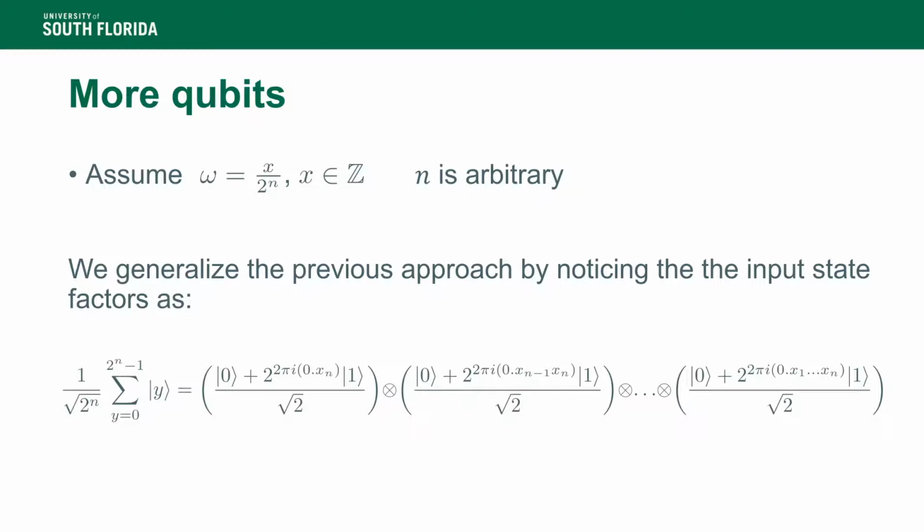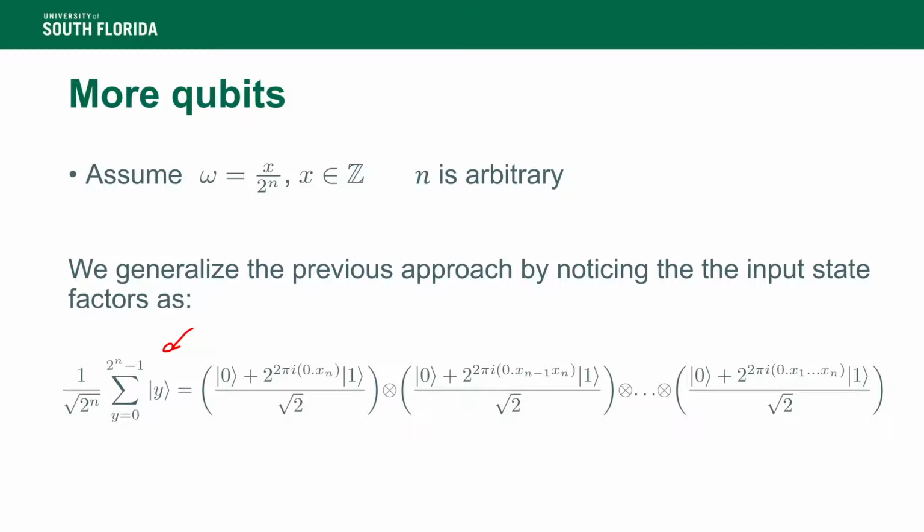Now, what happens once you have a phase of the form x over 2 to the n, and we're dealing with n qubits? Well, the input state psi still is a product state, and we can verify that it factors as the tensor product that we have here.